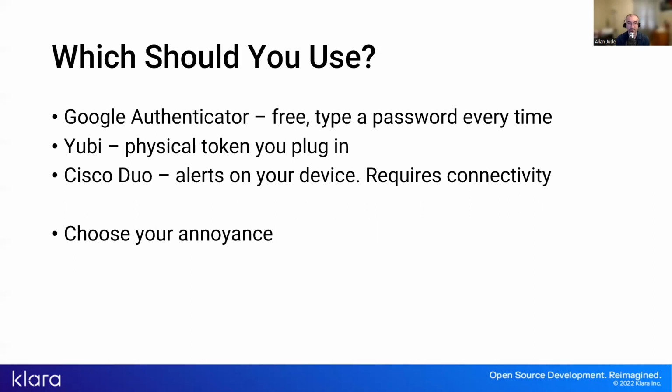Or something like Duo, which sends the alert to your device, but that requires connectivity on both the server and the client, which for air-gapped systems might not be allowed, and again is a vendor-specific solution that will cost more money. So you kind of have to choose your annoyance. The advantage with Google and YubiKey again is that they can work offline and air-gapped, but Duo does scale to a large number of users and devices much more easily.